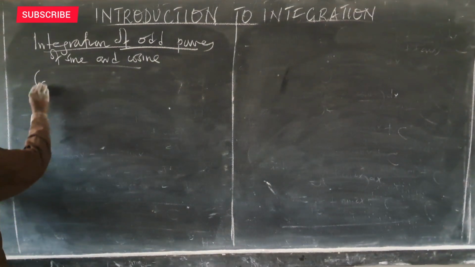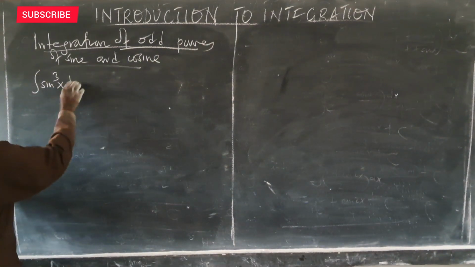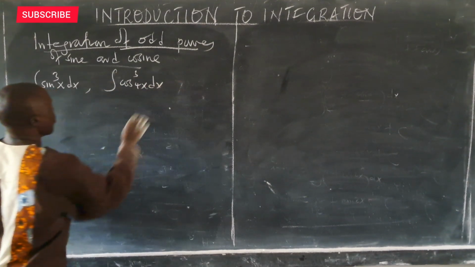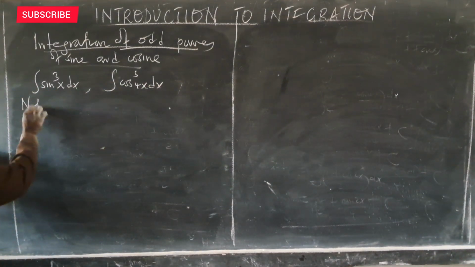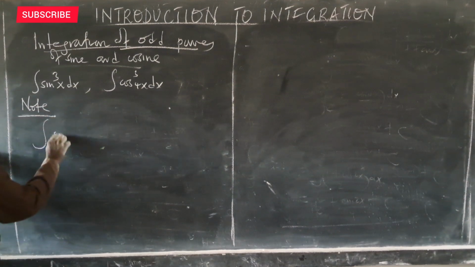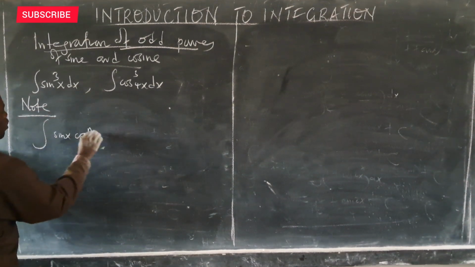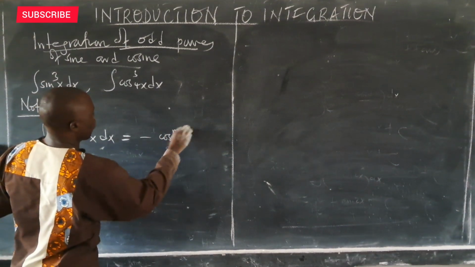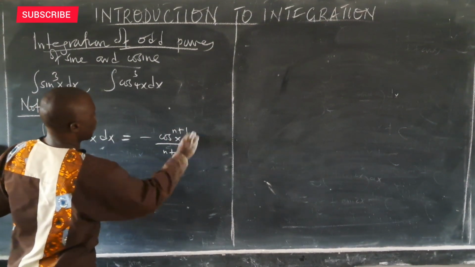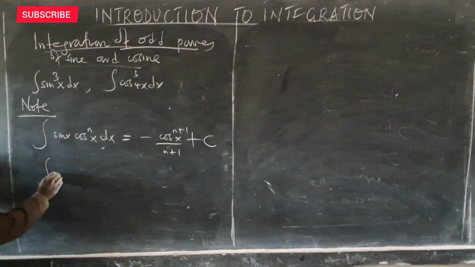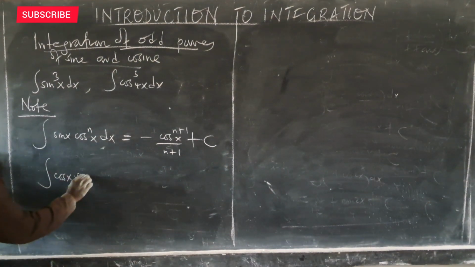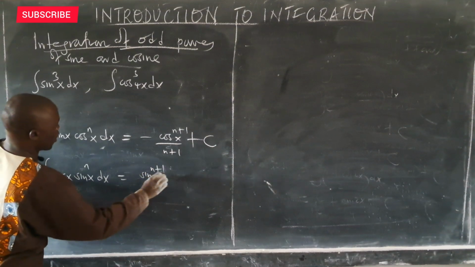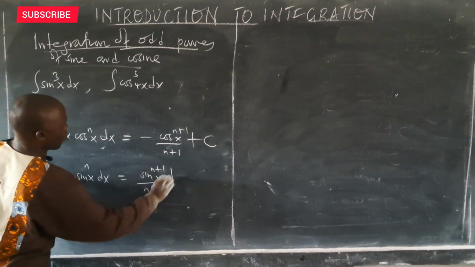Now we're looking at integration of all the powers of sine and cos. We mean, now if you have sine cubed x dx, or you have the integral of cos cubed 4x dx, what do you do? You shall just keep note of this: in case you have the integral of sine x cos to the power n x dx, it becomes negative cos to the power n plus 1 x over n plus 1, plus c. What if you have cos x sine to the power n x dx? It becomes sine n plus 1 x over n plus 1, plus a constant.